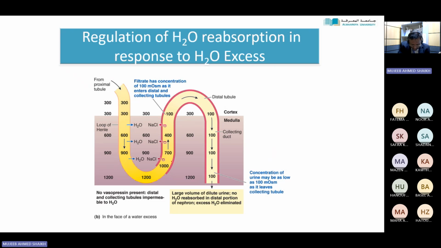In case the person is drinking a lot of water, still the same thing will happen: it will become hyperosmolar till it goes to the tip. When it comes above, it becomes hypoosmolar. And as ADH is suppressed because of the excessive water, with decreased levels of ADH, it will go as it is. That means a large amount of urine with little solute, hypoosmolar or diluted urine, will be lost.